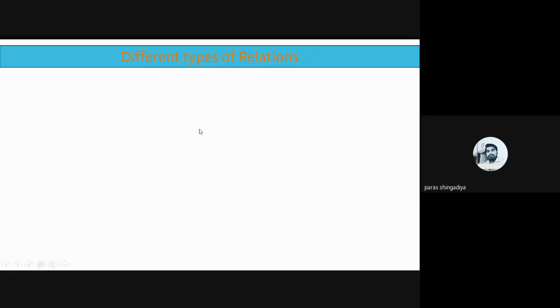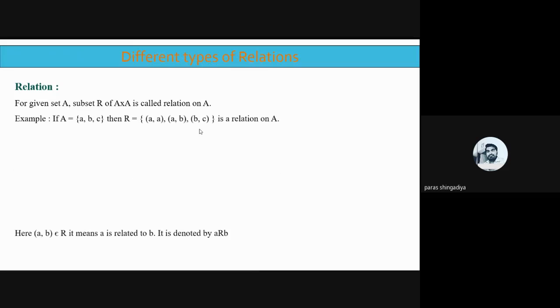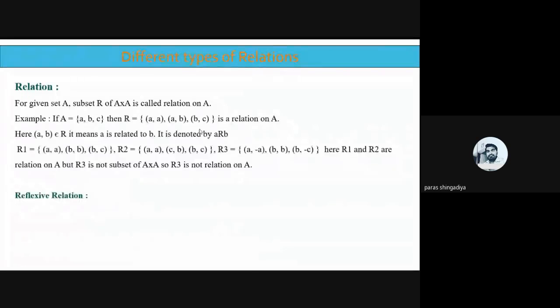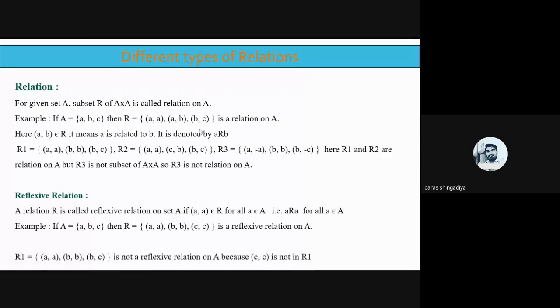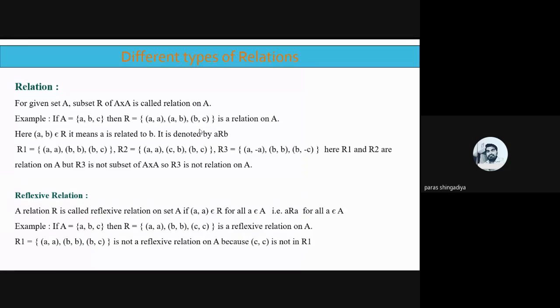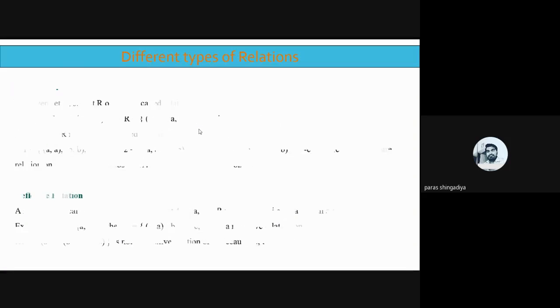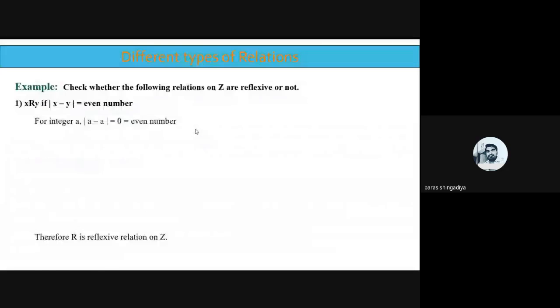And after that, types of relation. There are 4 types of relation, and relation means a subset of A cross A, that is called the relation. The first type is reflexive, and how can we check reflexive? For every element of a given set, if (a, a) is satisfied, we can say that this relation is known as reflexive. Then after that, symmetric. These are the 2 examples of reflexive.